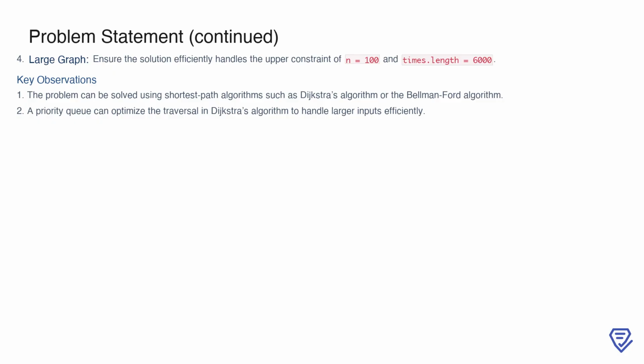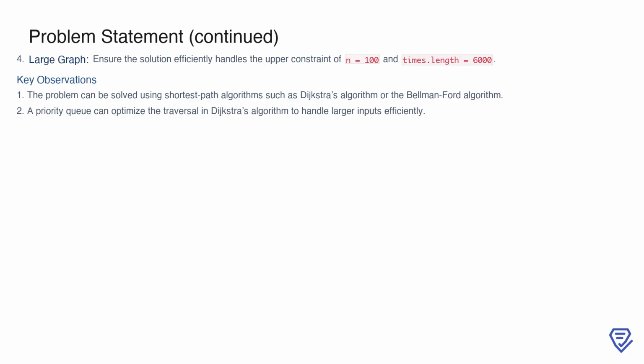To solve this problem efficiently, we must consider a few key observations. First, this is fundamentally a shortest path problem, which can be tackled using algorithms like Dijkstra's algorithm or the Bellman-Ford algorithm. Dijkstra's algorithm, when implemented with a priority queue, is particularly well suited to handle larger graphs efficiently. Additionally, the constraints require us to consider edge cases like disconnected graphs, single-node networks, and scenarios with multiple paths to the same node, where only the shortest path matters.